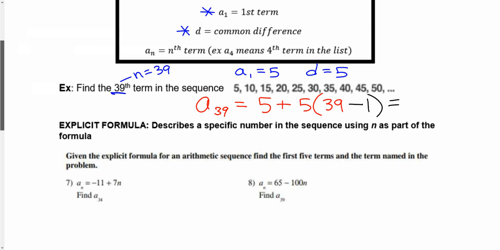Anyone type it in yet? 195? So the 39th number in that list would have been 195. And like I said, you could just keep adding 5 till you get to the 39th term, but the formula is just a shortcut.